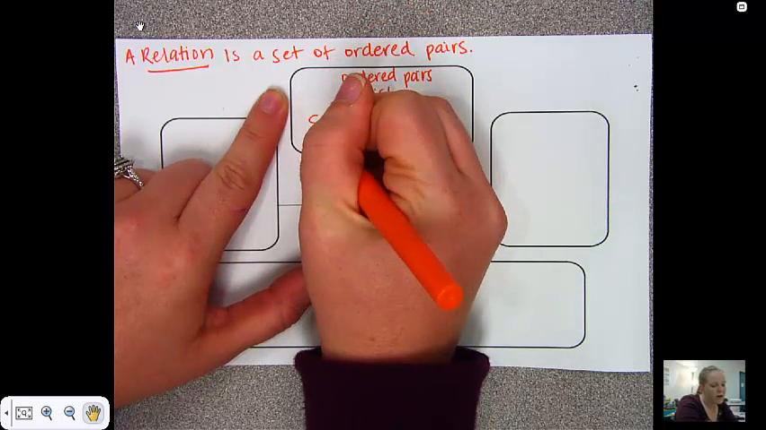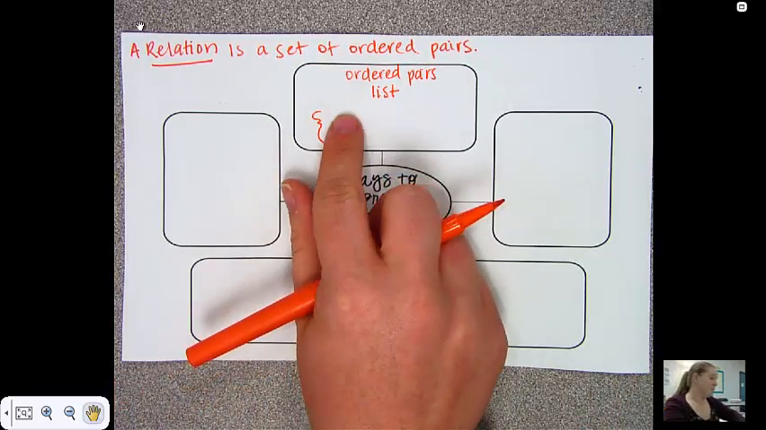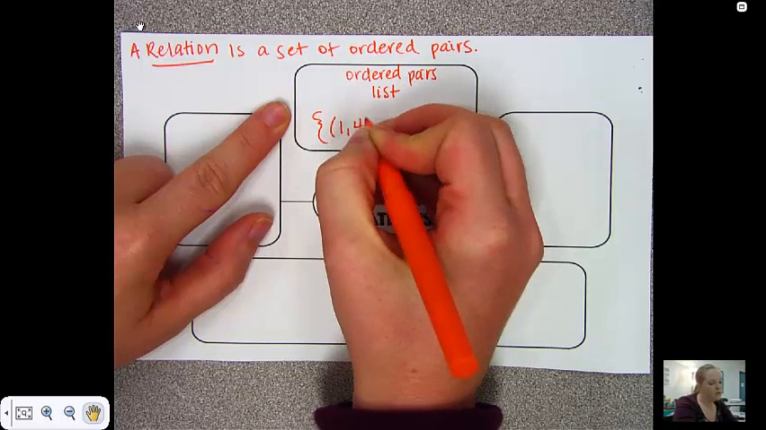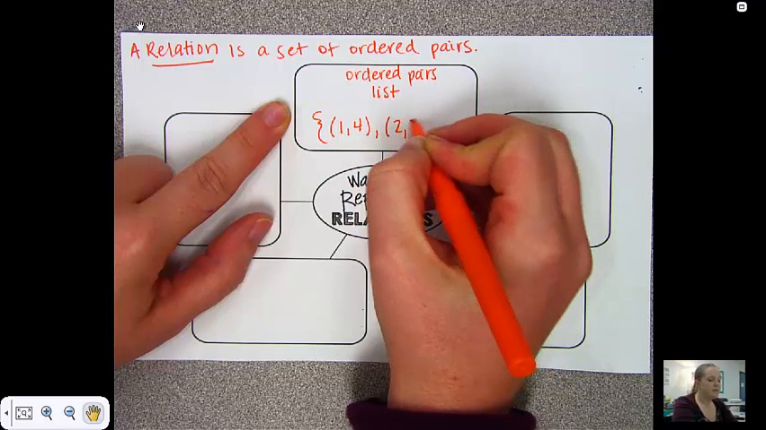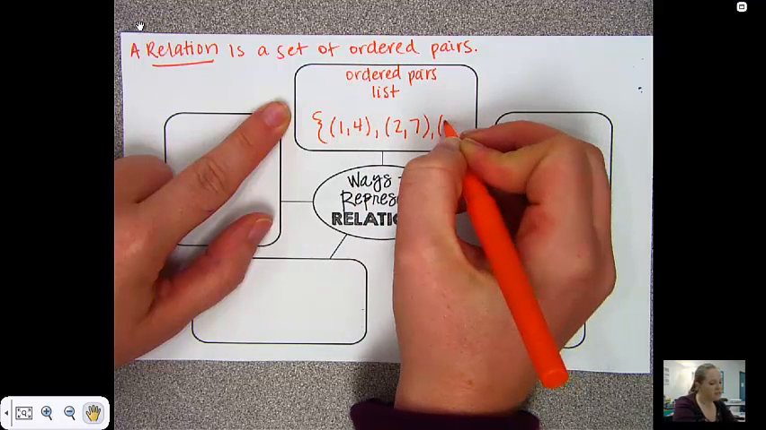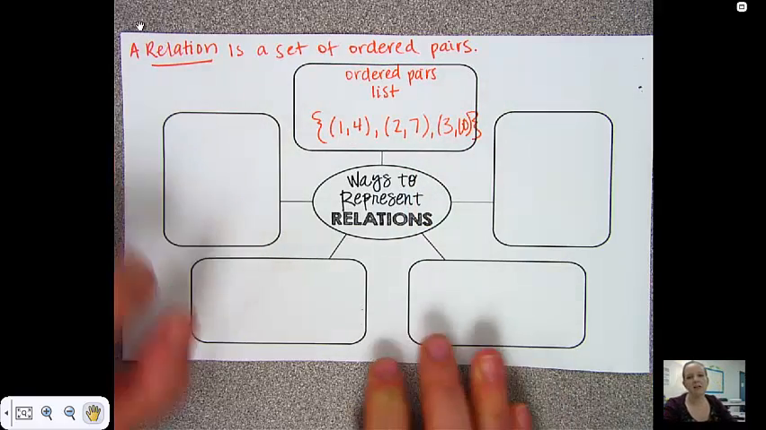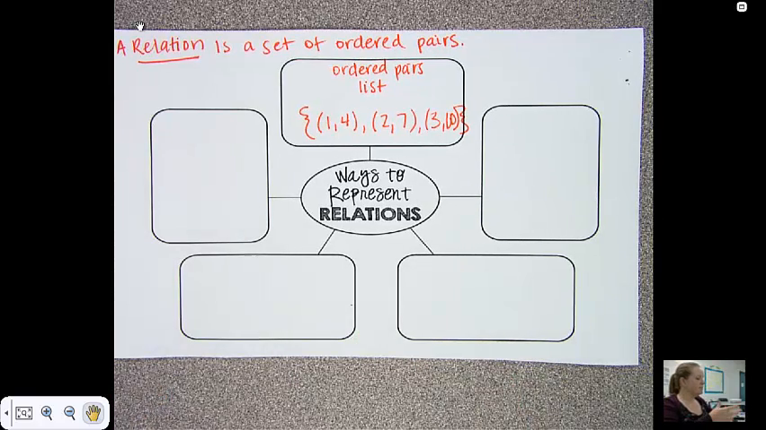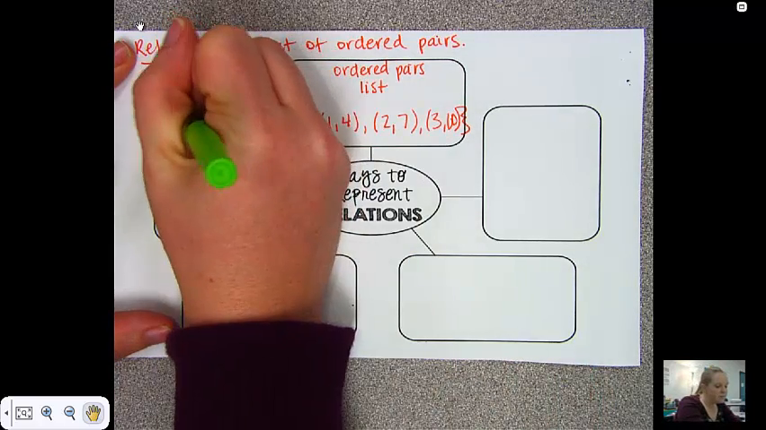Now, we use these brackets on the outside to denote that this is the beginning of our list. So let's say one of my ordered pairs is 1, 4, one of my ordered pairs is 2, 7, and another one of my ordered pairs is 3, 10. And then I close my brackets. So that's our list of ordered pairs. All right, next, we can also represent a relation with a table.